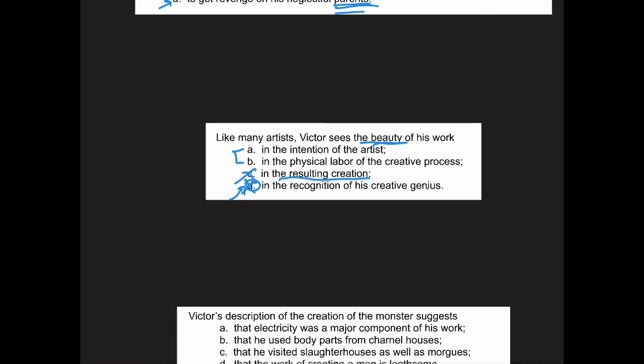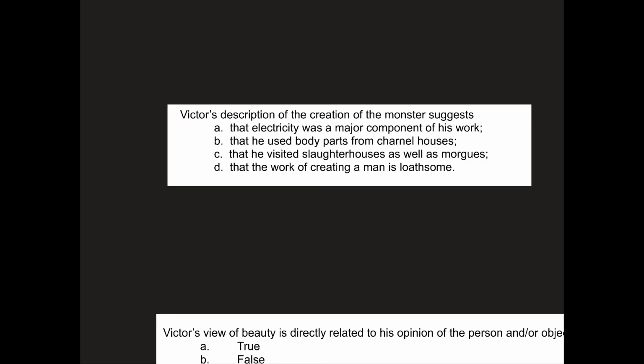All right? He does talk about it in terms of gathering the pieces. He chose them specifically. He wants them for specific purposes and for their beauty. So B is a much better choice than A, because it's not in the intention that we find beauty, but rather in the process that we find beauty. All right, so we're down to the last three. Victor's description of the creation of the monster suggests A, that electricity was a major component of his work.